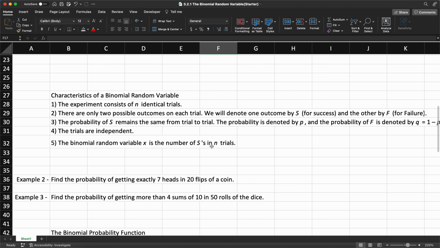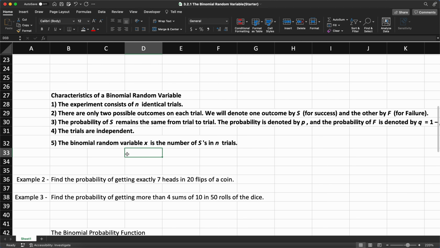And what characteristics can we look at to know whether our experiment is a binomial random variable or just a discrete random variable? Well, here they are. The first thing is that the experiment has to consist of n identical trials. There are only 2 possible outcomes for each trial. So I can either have a success or I can have a failure. So there's only 2 possible outcomes.